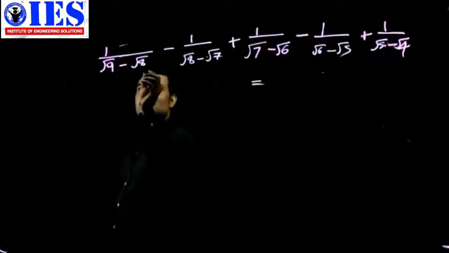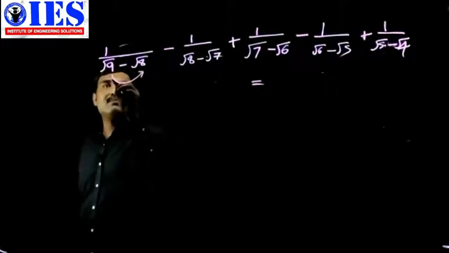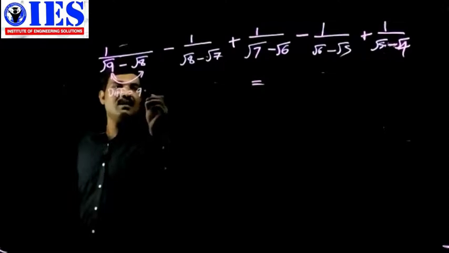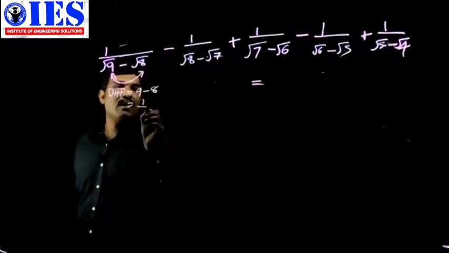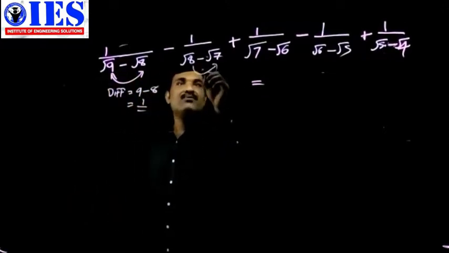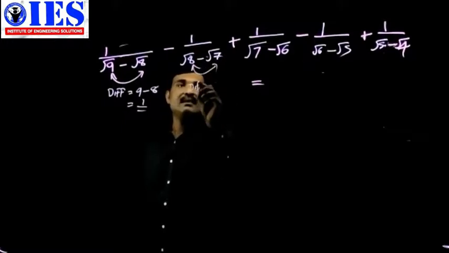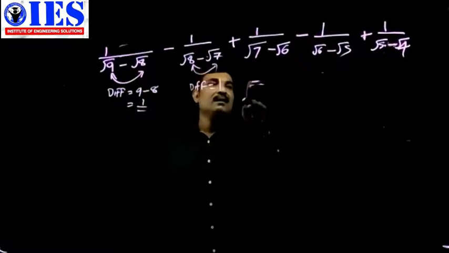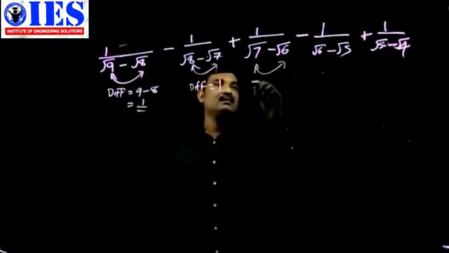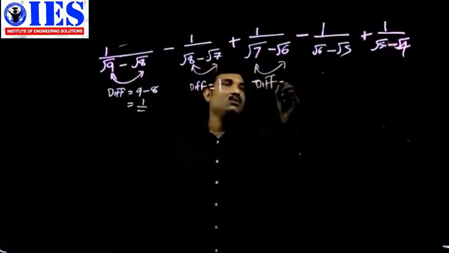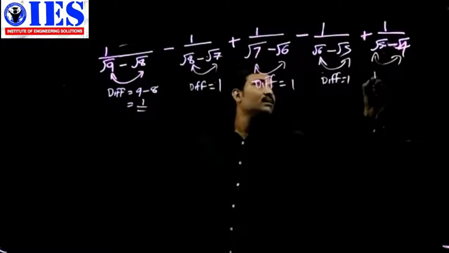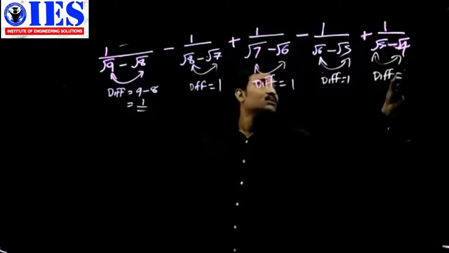And what is the difference between 9 and 8? The difference is equal to 9 minus 8, that is equal to 1. Here also, what is the difference of 8 and 7? The difference again is equal to 8 minus 7, that is equal to 1. Here also the difference is equal to 1. Here the difference of 6 and 5, that again is 1. Here all the differences are equal to 1.